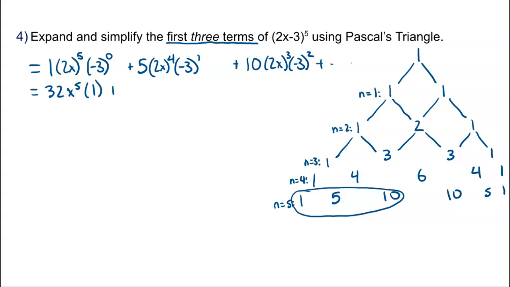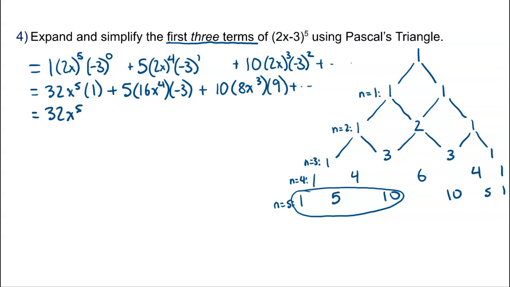So 2x to the power of 5 is 32x to the 5th, and negative 3, anything to the power of 0, is 1. And then we are going to expand out the 2x to the 4th, and that's going to give me 16x to the 4. And then the 2x cubed gives me 8x cubed. And then the negative 3 squared is 9. So if we continue going now, 32x to the 5 times 1 is just 32x to the 5.